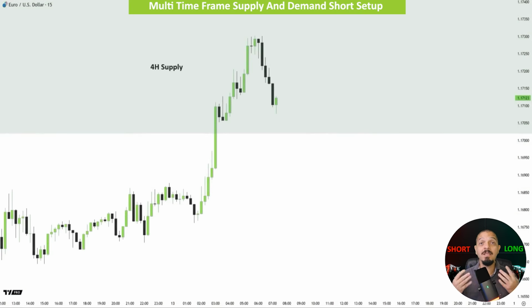On the 15-minute chart, we can see that after price tapped into the higher time frame supply, it reversed and formed a clear market structure shift. At the same time, a breaker block developed, marked by these 2 down close candles. Pay attention to the sequence.